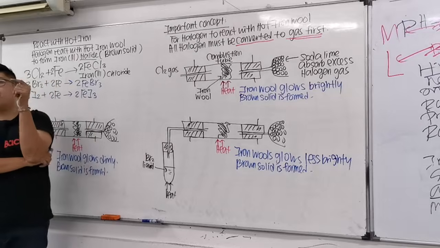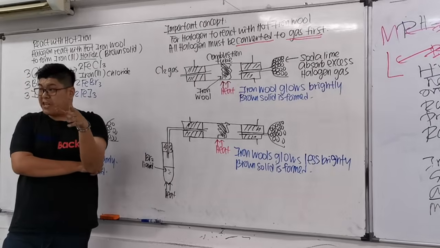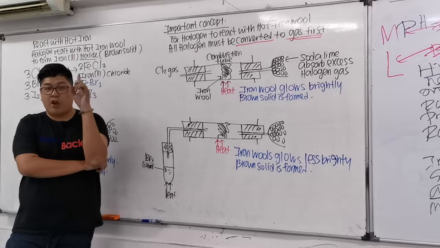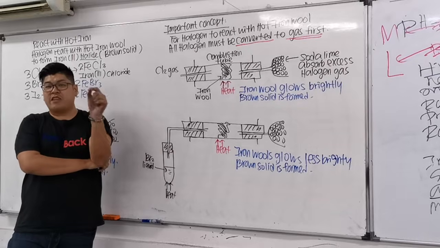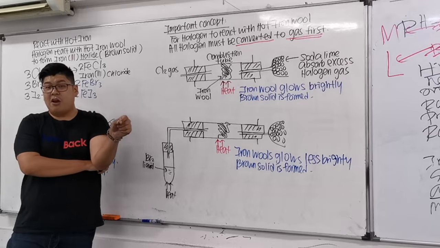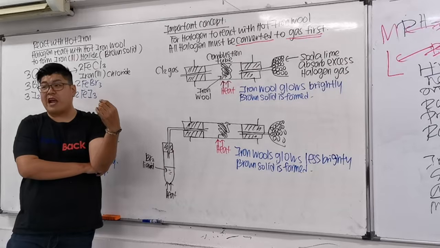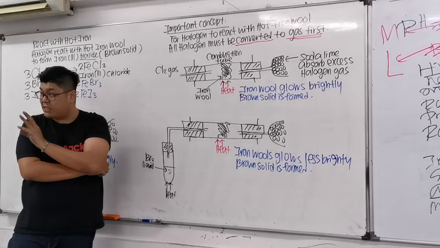Everyone recap. Group 1 is very, very reactive. That's why we must be very careful. Recall back, group 1 must be put in paraffin oil. If you want to take it, use the forceps. And because they're so reactive, use a small piece. All these things we learned, right?